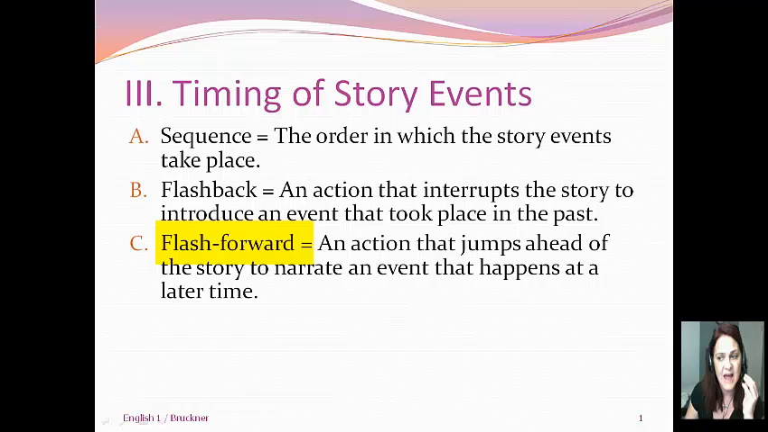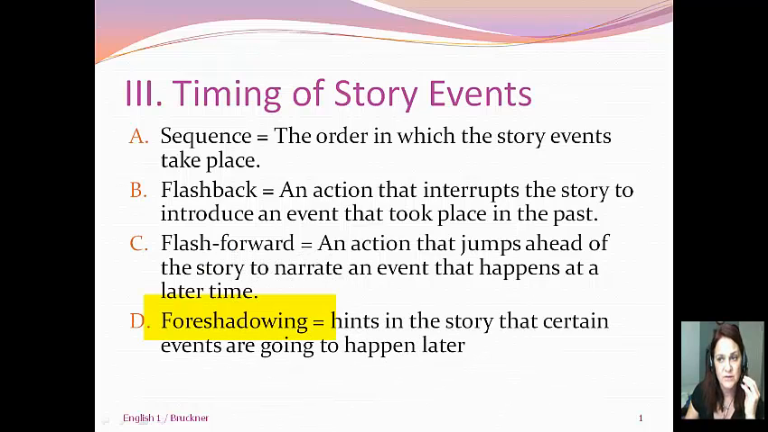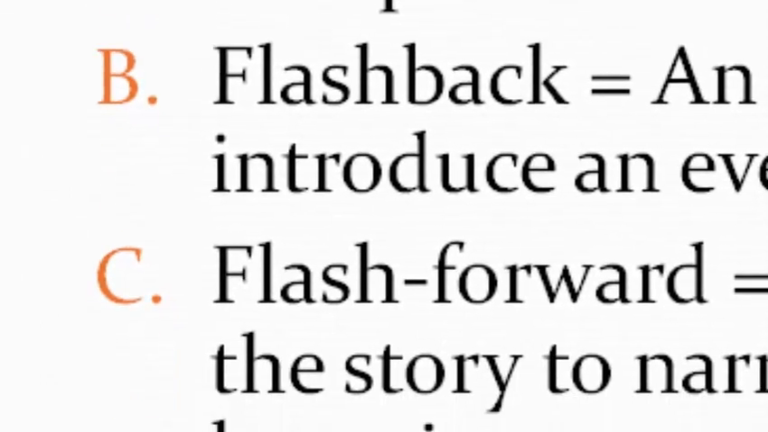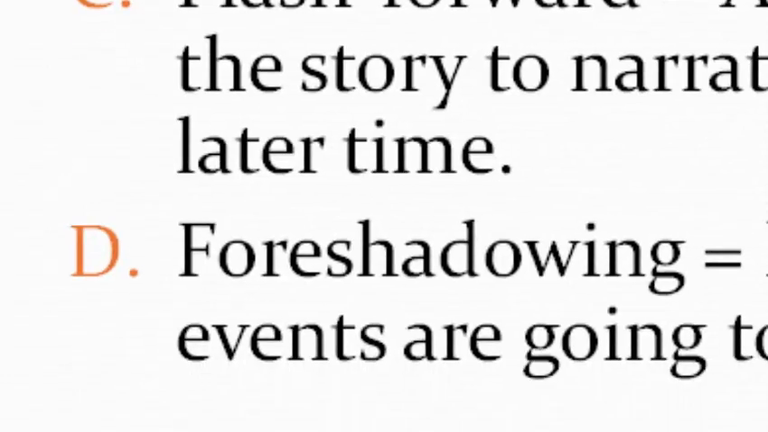Flash forward, an action that jumps ahead of a story to narrate an event that happens at a later time. A lot of times we have flash forwards in fantasy and sci-fi when we have people jumping around in different time periods. And our last term that you need to know for timing of story events is foreshadowing, which are hints in the story that certain events are going to happen later. So the 4 terms that you need to know and to understand and be able to identify within a story are sequence, flashback, flash forward, and foreshadowing.